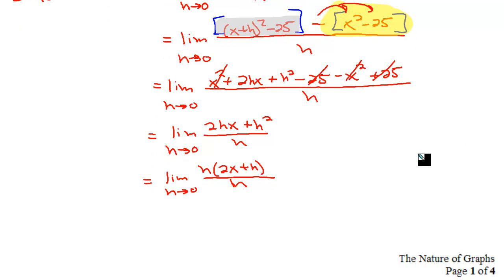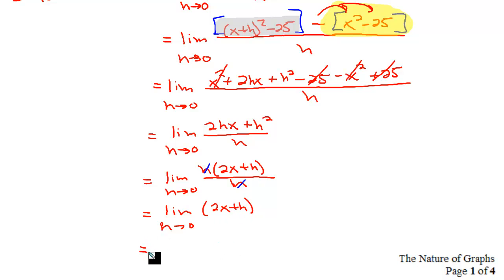Now we can cancel an h from the numerator and denominator. Canceling in this case means we're dividing the top and bottom by h, leaving us with 1s. 1 times 2x plus h, divided by 1, which gives us the limit as h approaches 0 of 2x plus h. You need parentheses around this. If you don't, then it means find the limit of 2x and when you're done, add h to it. So it's important that you have parentheses, so you're finding the limit of 2x plus h.